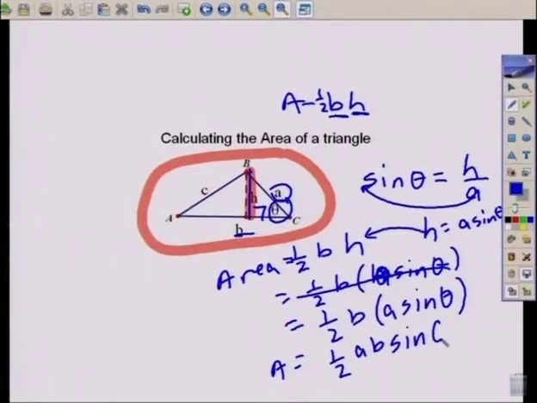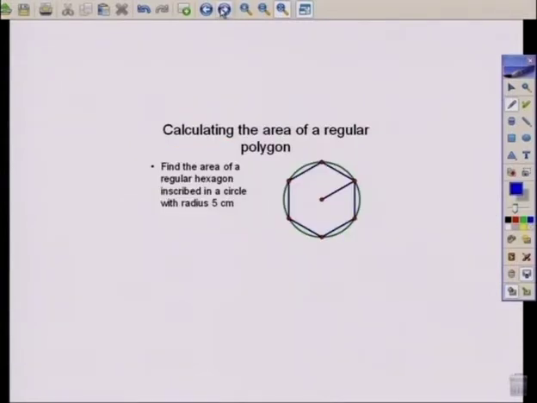In any triangle, if you know two sides, in this case A and B, and the angle between them, in this case angle C, then the area of that triangle is 1/2 the product of the two sides times the sine of the angle between them. Pretty useful tool. We can use it no matter what the triangle looks like, as long as we have two sides and the angle between them. So let's apply that to finding the area of a regular polygon.